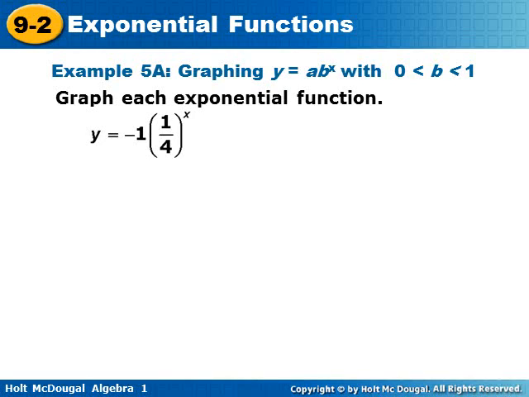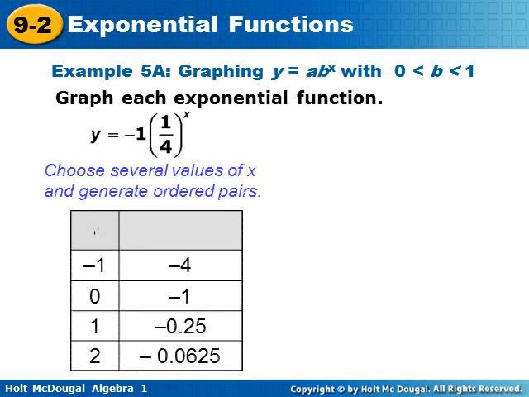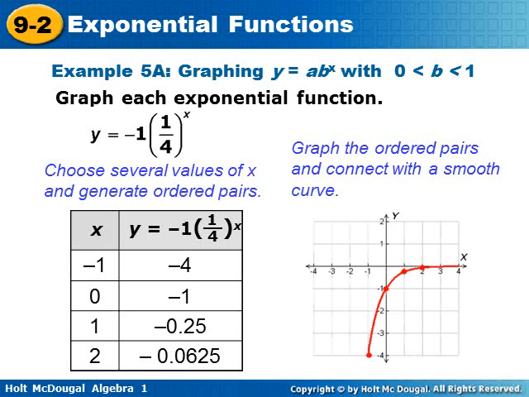Graph each exponential function. Y equals negative 1 times in parentheses 1/4 raised to the x power. So we're still going to choose our x values, negative 1, 0, 1, and 2. And we end up with negative 4, negative 1, negative 0.25, negative 0.0625. We're going to graph our line, and you'll notice this time that the curve is coming from the right-hand side instead of the left-hand side, and it is facing downward because our values are negative. So we're just going to estimate about where they would go, and then you connect your dots with a smooth curve.